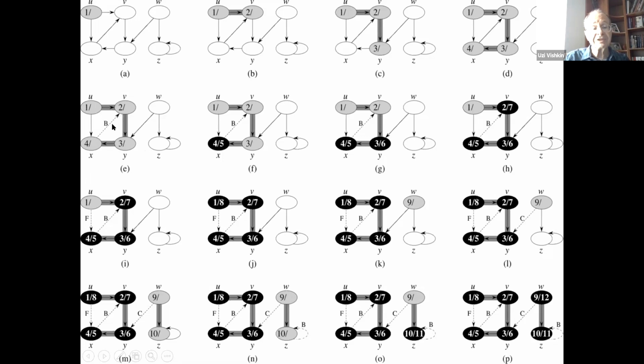And what do we do with it? The answer is we do nothing. Why? Because for the edge X to V, V is already not white. So we conclude that we have no more edges.